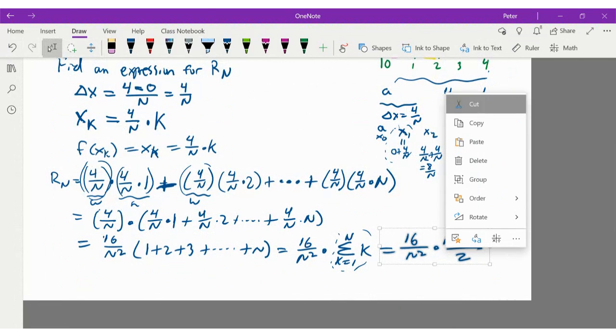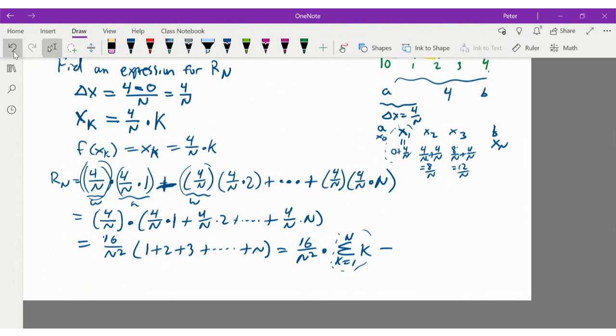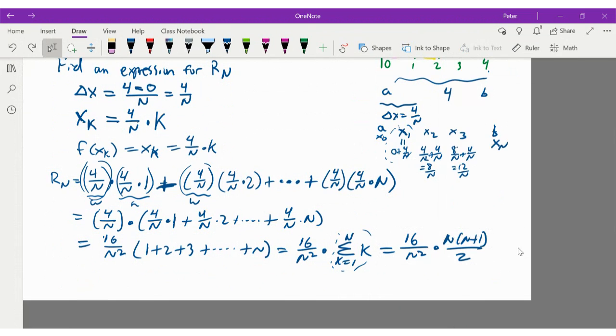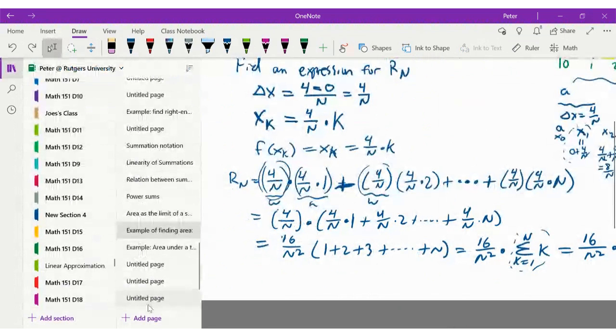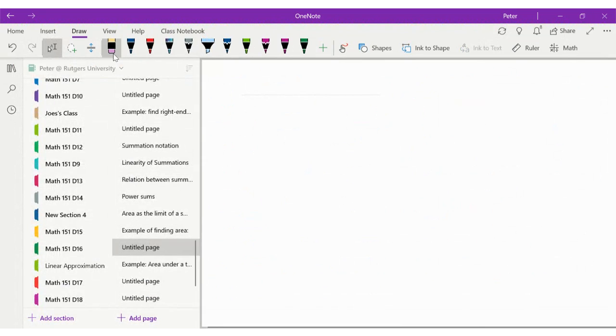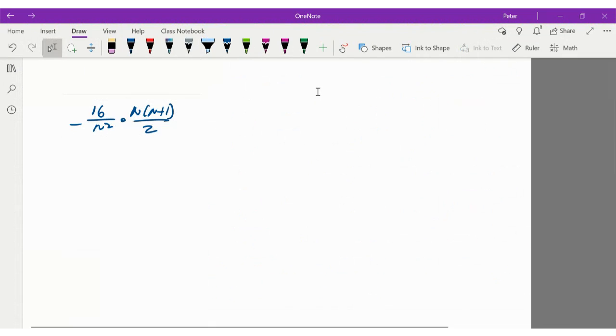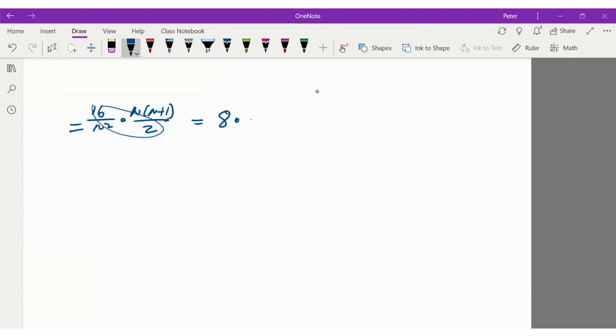Oops, not what I meant to do. So I've got this expression. Sorry, I know I have to turn the page and you're going to miss seeing what's on that page, but this can be rewritten as 16 over 2, which gives us 8, times n squared plus n over n squared. So that's equal to Rn.